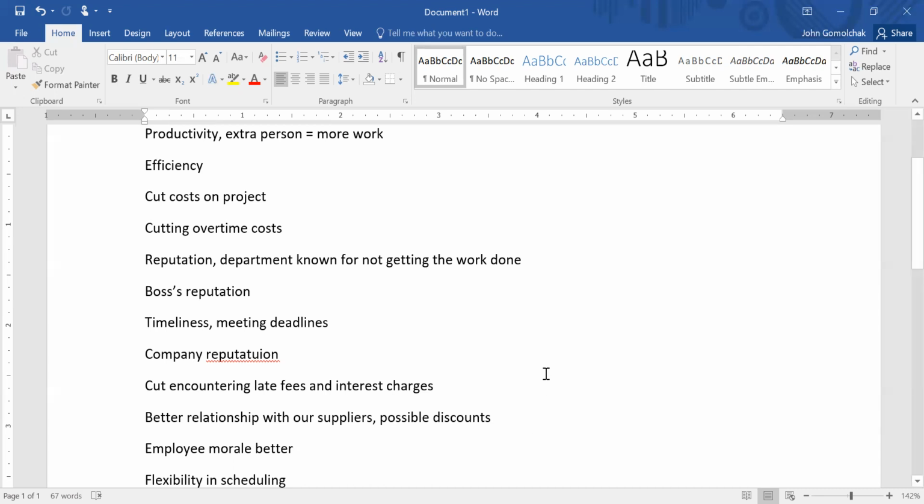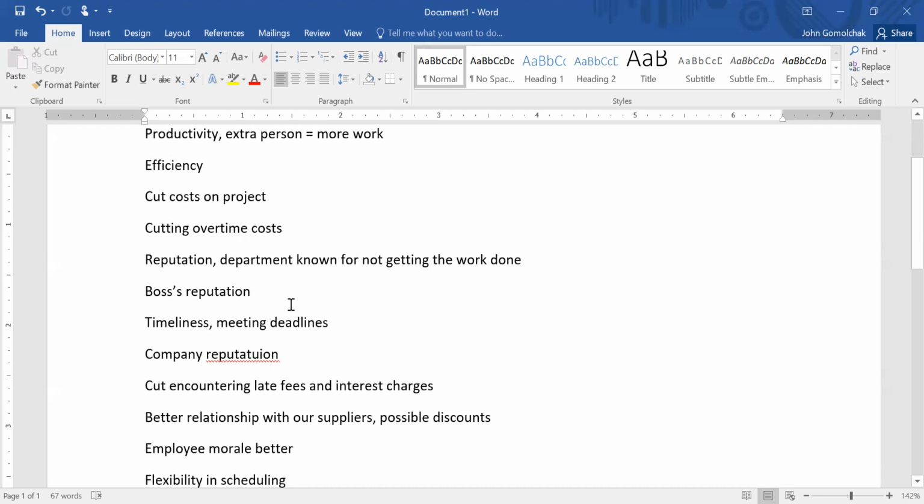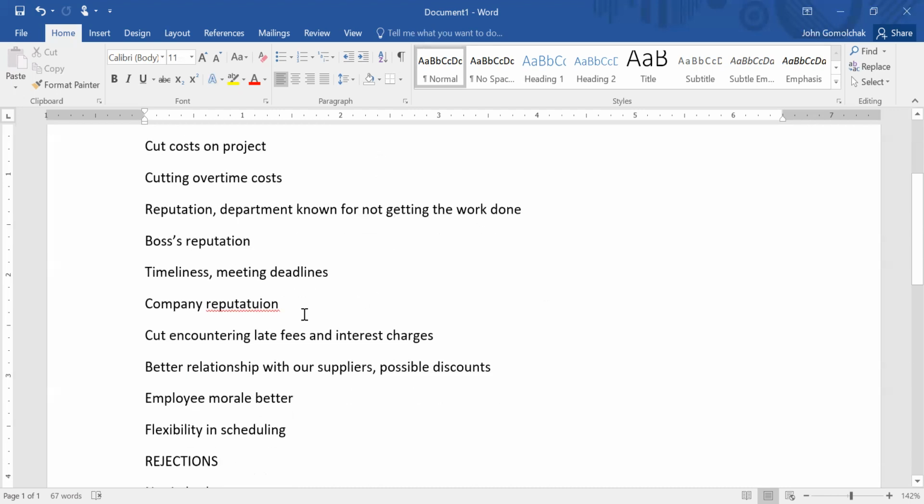What else is in here that we really want to hit? More work, efficiency, cut costs, cut overtime costs, reputation, boss's reputation, timeliness, company reputation, no late fees, better relationships, employee morale, flexibility in scheduling. Is there anything else do you think that we would need to throw in there to make this argument to the boss?